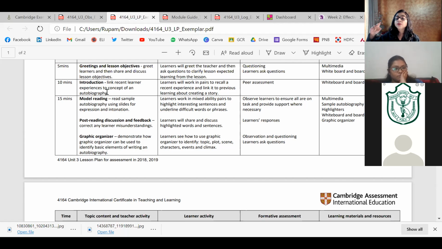Probably they have learned how to create a story, right? So their previous learning experiences, how to create a story. This is what I'm assuming, that in the previous class they have learned how to write a story. So their previous learning is about creating a story.